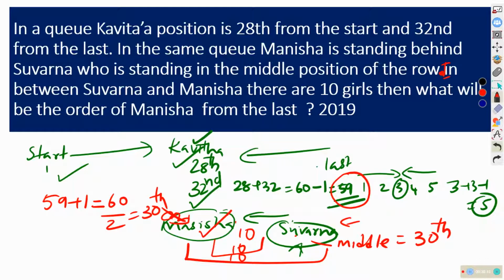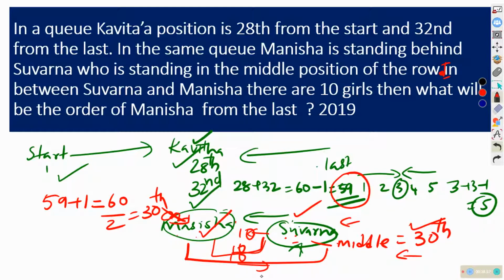Manisha is standing behind Suvarna, who is standing in the middle of the row. Between Suvarna and Manisha there are 10 girls. What will be the position of Manisha from the last? So these 10 girls are in between. So she is 30th from here, from right or left.